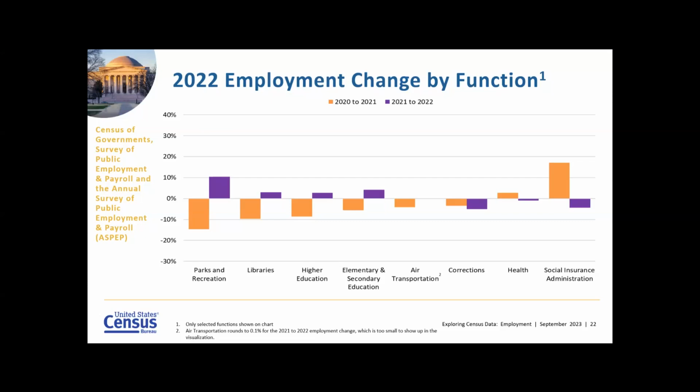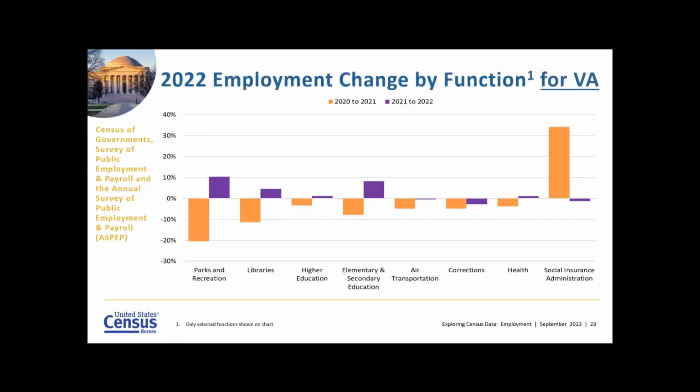Now, the next slide I'm about to flip to in a second is going to show you this exact same chart, but for Virginia instead of at the national level, just so we can get an idea of the state level by function information that this survey provides. All right, so here's the chart for Virginia, showing the same selected functions.